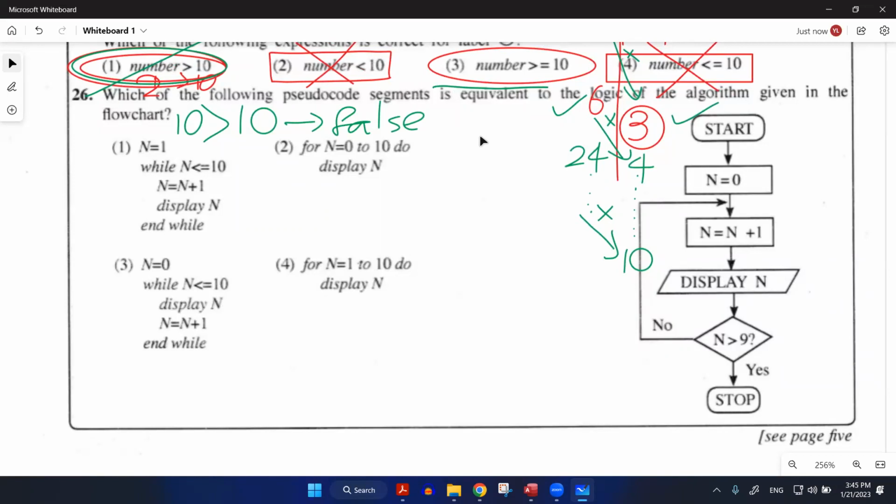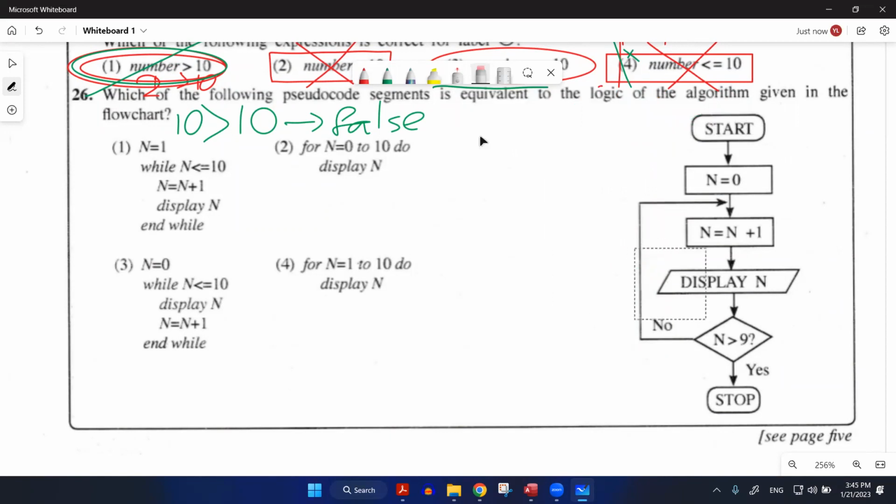So what we have to do is figure out what's going on with the particular flowchart, right? So how are we going to figure that out? For that, we need to hand trace this. So how is it going to happen? It starts, they take n as 0.